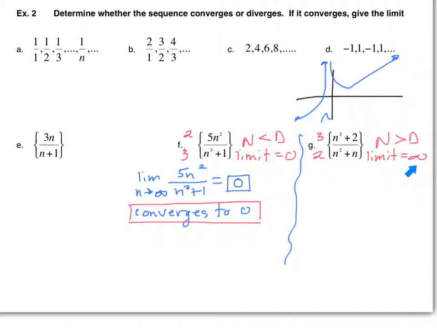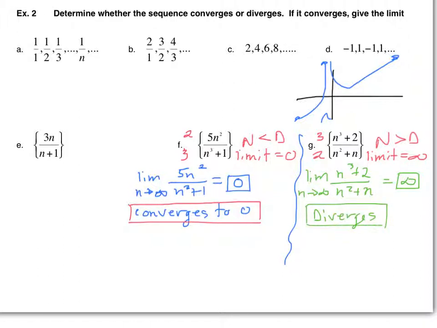So the fact that the limit when the degree of the numerator is bigger than the degree of the denominator is infinity will always occur. So written, the limit as n approaches infinity of n cubed plus 2 all divided by n squared plus n is equal to infinity. So does this sequence converge or diverge? It diverges. And if you recall, it does not diverge to a number, it just diverges.